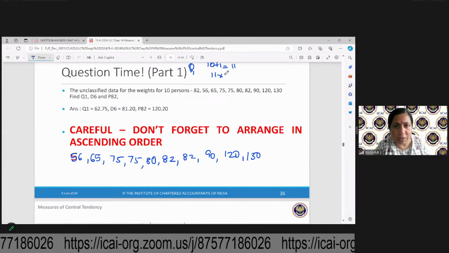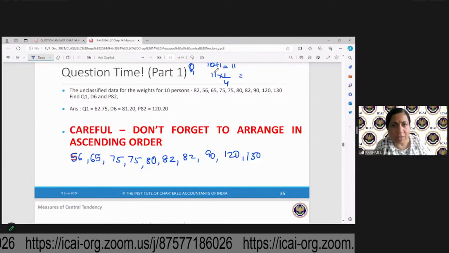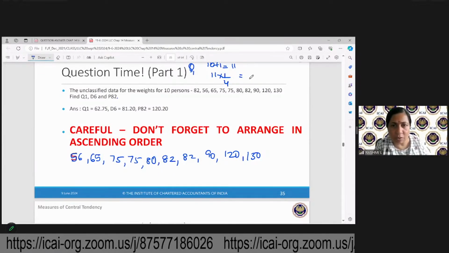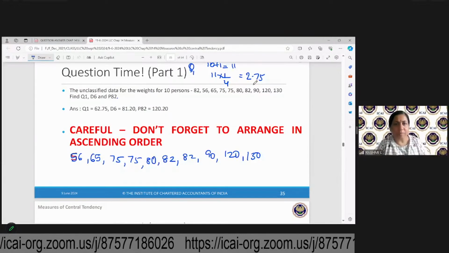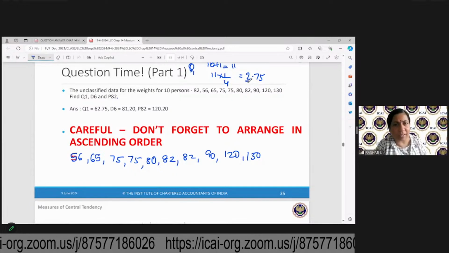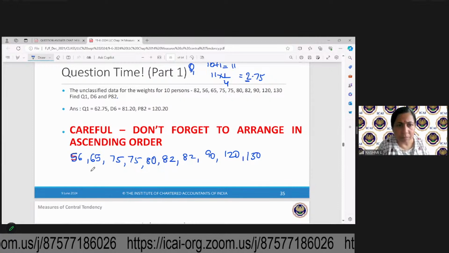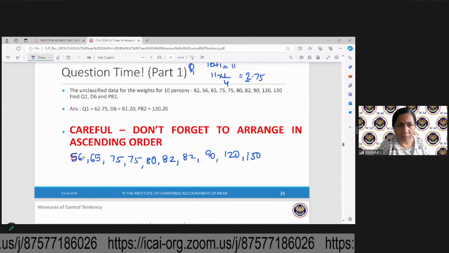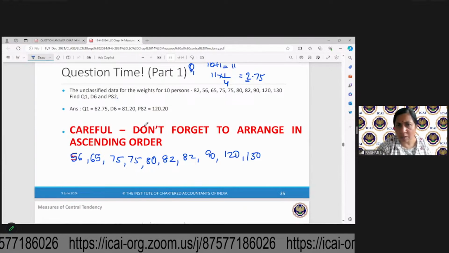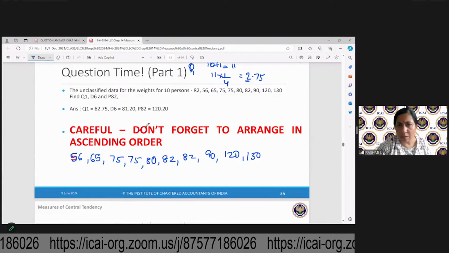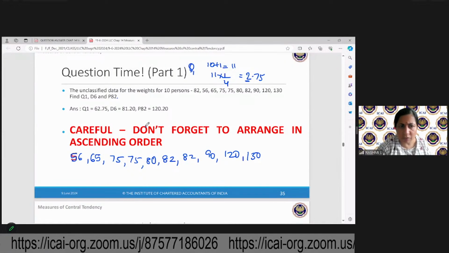Now 11 into how much? For Q1, P is 1 by 4. So how much is this? 11 by 4 is equal to 2.75. 2.75 means what? I have to take the second number. What is the second number? 1, 2, 3, 4. 10 into 1 by 4. 2.75. Okay.